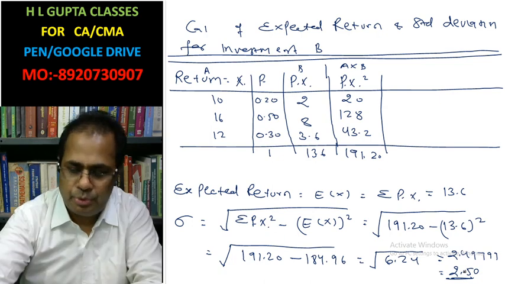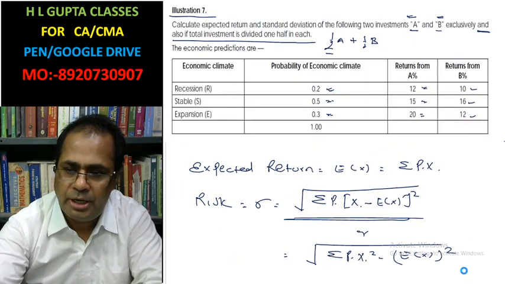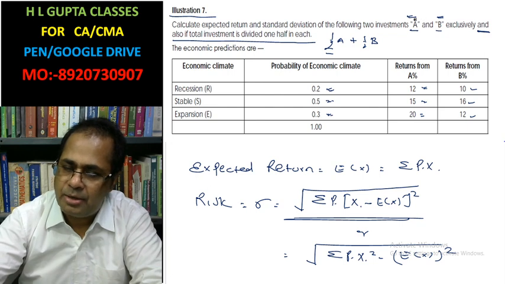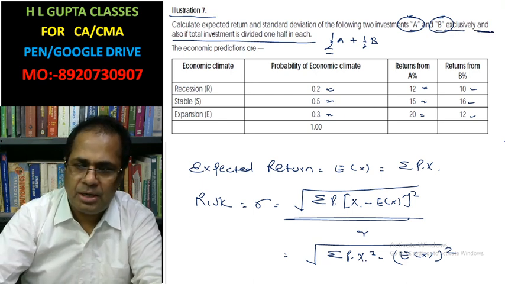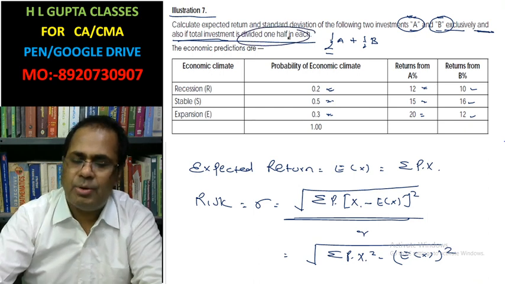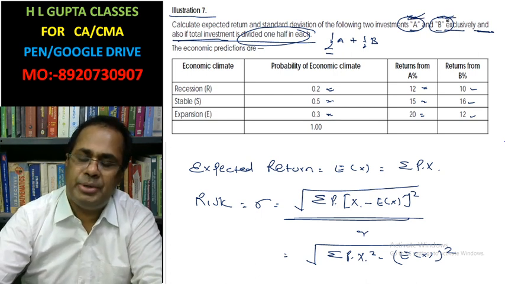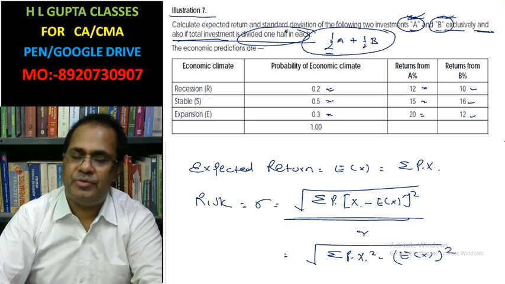Okay, now in the third part of the question, we have calculated the standard deviation and expected return for A and for B. In the last part you also have to calculate the standard deviation and expected return when invested half each. It means you are investing half of your wealth in A and half in B. In that case, what will be the expected return and standard deviation?